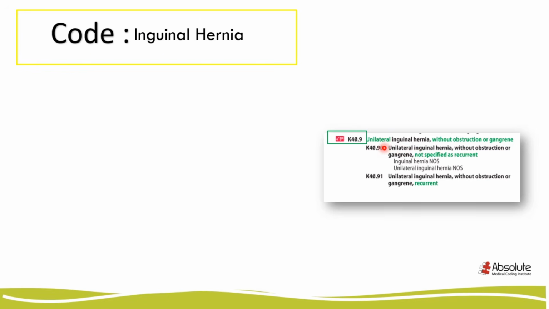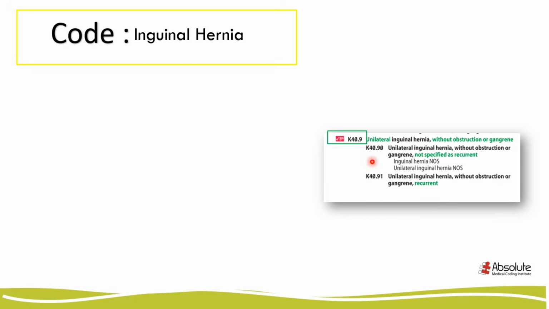It is correct because you could either have unilateral, which is one side, or bilateral, which is both sides. If it's not documented, it is going to be the lesser. So unilateral is one side. They're not specifying the side, but it's one side. It's definitely not bilateral. And also, we can assume that this is without obstruction or gangrene because it's not documented. These are teachable moments, so just remember that. If it's not documented, then of course you can assume that it's without obstruction or gangrene.